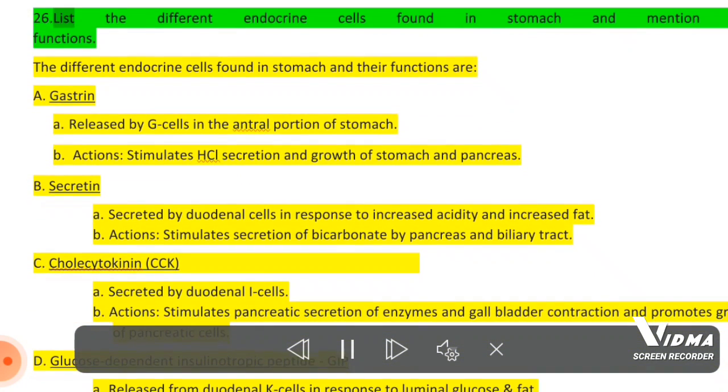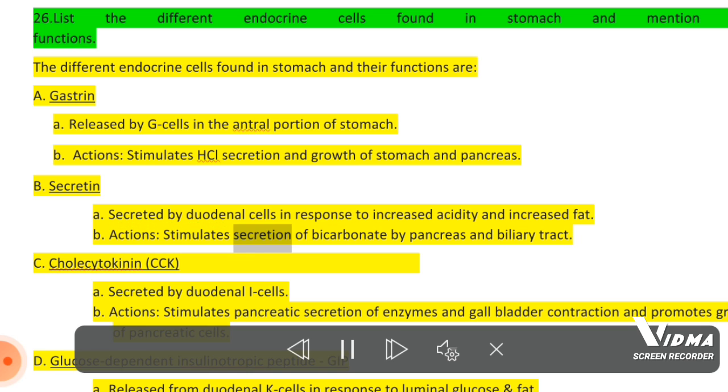26. List the different endocrine cells found in stomach and mention their functions. The different endocrine cells found in stomach and their functions are: A. Gastrin. Released by G cells in the antral portion of stomach. Actions: stimulates HCl secretion and growth of stomach and pancreas. B. Secretin. Secreted by duodenal cells in response to increased acidity and increased fat.